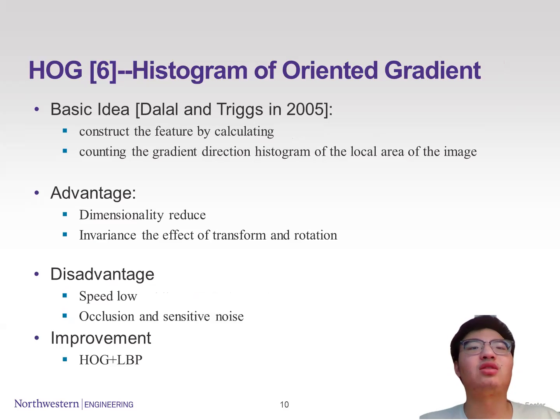HOG constructs features by calculating and counting the gradient direction histogram of local areas of the image. HOG features combined with an SVM classifier have been widely used in image recognition. Since HOG operates on the local gradient elements of the image, it has good invariance to geometric and optical deformation of the image. But the disadvantage is low speed because the descriptor generation process is long. It is also hard to deal with occlusion and sensitive to noise due to the gradient property.